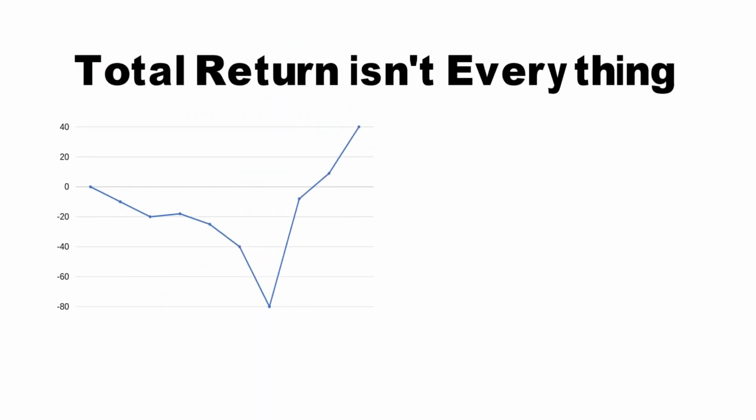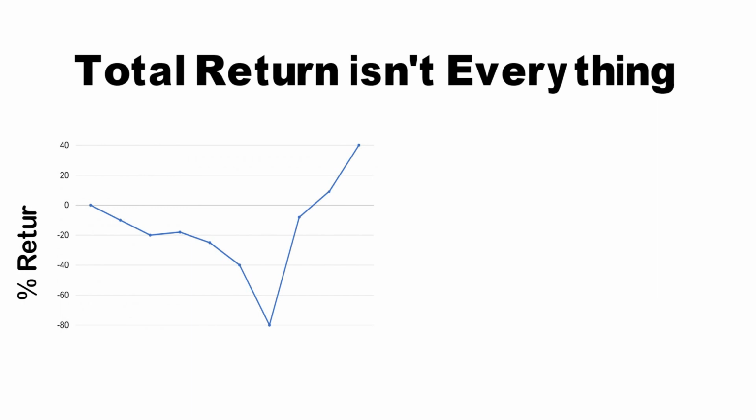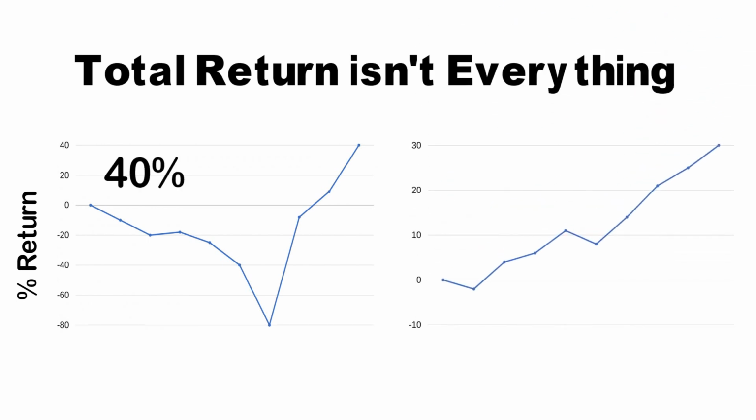For this example, we will compare the performance of two trading algorithms. This is the percentage return chart of the first algorithm over 1 year. As you can see, it had a total yearly return of 40%. And here's the chart of the second algo, which only had a yearly return of 30%. Which of these algorithms would you rather allocate your money to?